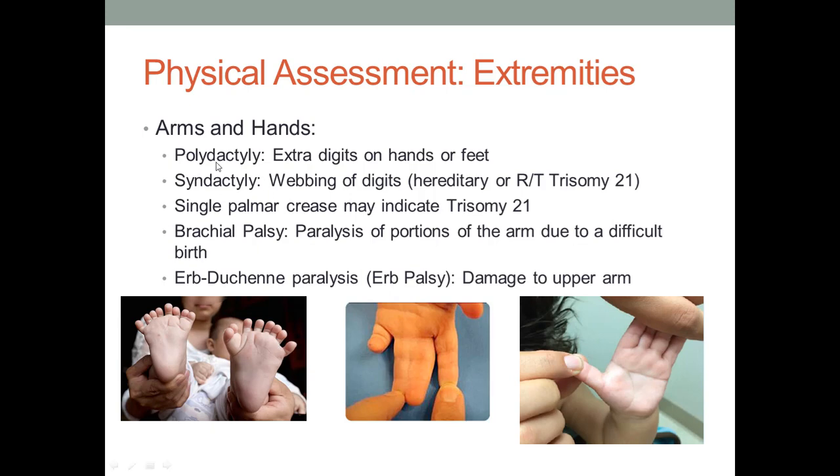Syndactyly, where these digits, their hands or their fingers or their toes, are webbed together. And then if you look at their hand, this single crease across their hand might actually indicate Down syndrome as well. Brachial palsy, this is also caused by trauma during the birth. Might actually have paralysis to their arm. And then this Erb's palsy is basically damage to the upper arm, neurological nerve damage.